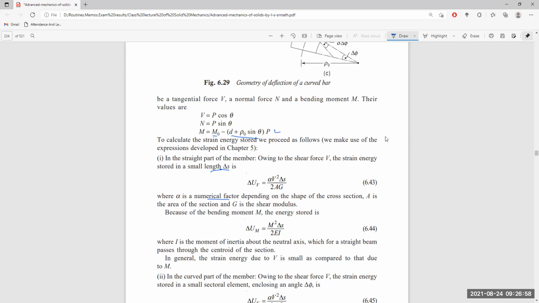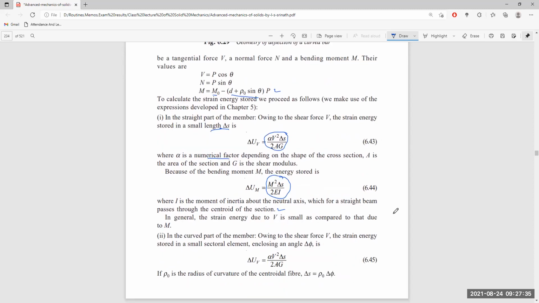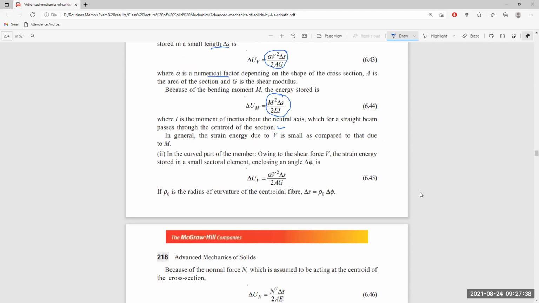Due to the action of the shear force, this beam is elongating or contracting by an amount delta S, and we are calculating the strain energy due to shear stress. For the same reason, the strain energy due to bending moment is due to the action of the bending moment, which deforms it by an amount delta S. I is the moment of inertia about the neutral axis itself, which for a straight beam passes through the center of the section. Now, we told you the strain energy due to V is very small compared to that of M itself.